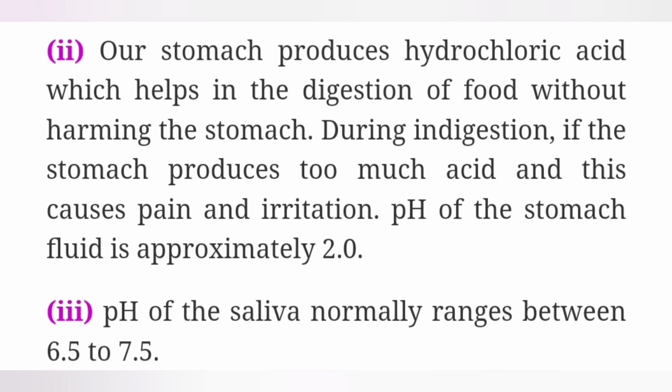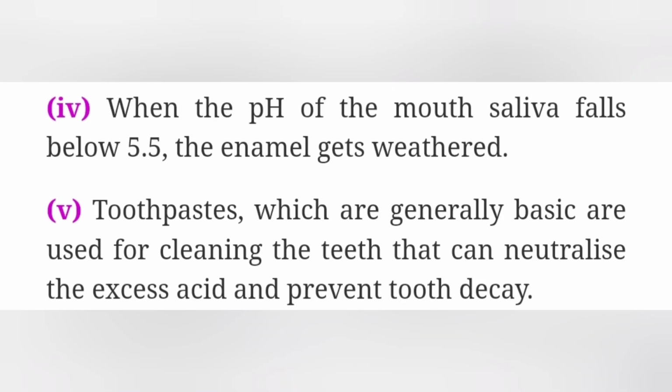The pH of the stomach fluid is approximately 2.0. Third point, pH of the saliva normally ranges between 6.5 to 7.5. Fourth point, when the pH of the mouth saliva falls below 5.5, the enamel gets weathered. Fifth point, toothpastes, which are generally basic, are used for cleaning the teeth, neutralize the excess acid and prevent tooth decay.